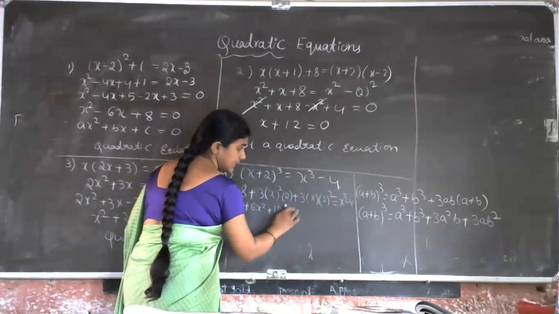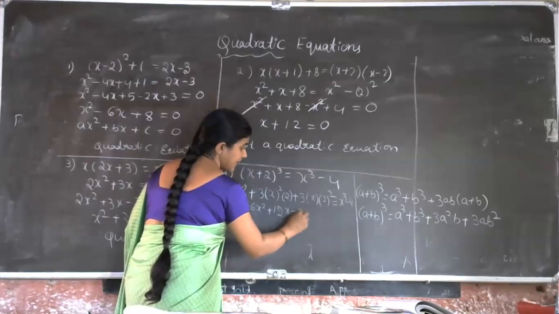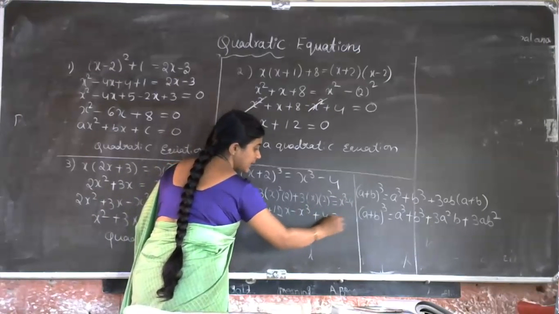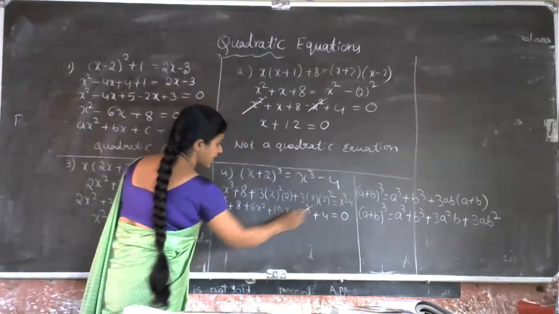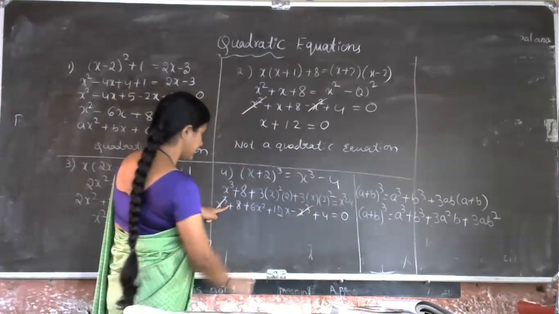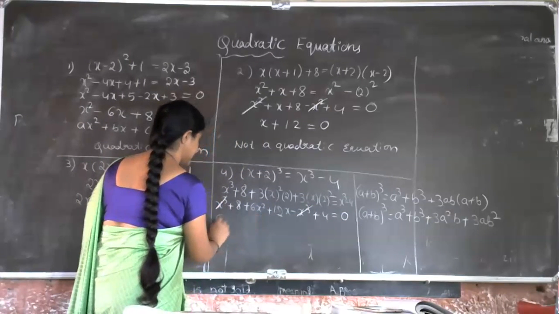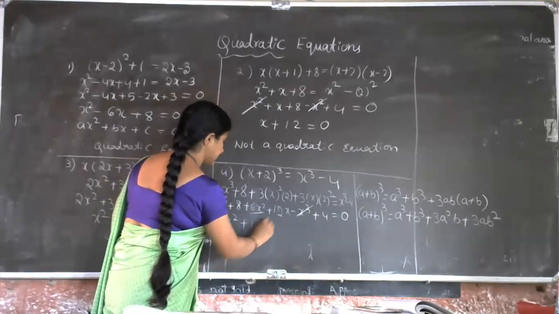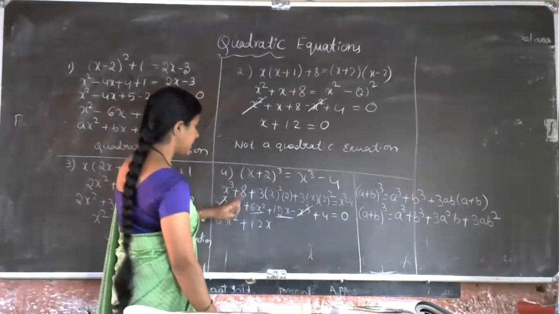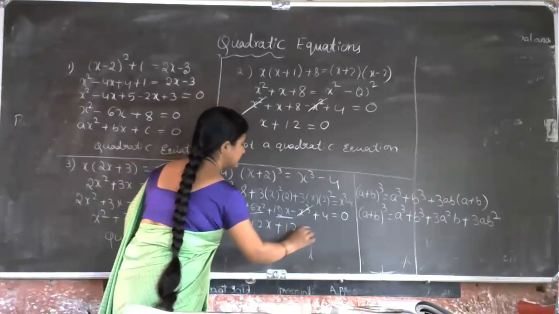This is equal to x cube minus 4. Let us take this to this side: minus x cube plus 4 is equal to 0. Next step, x cube minus x cube gets cancelled. Next, 6x square, only 6x square. Next, this term is over, 12x. Then 8 plus 4 is 12, is equal to 0.